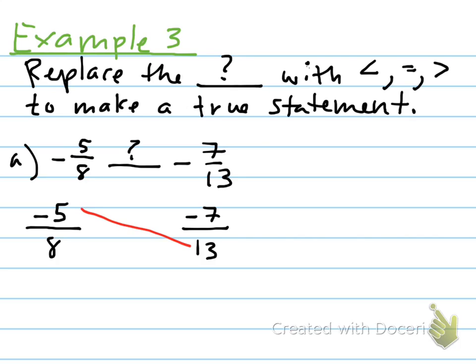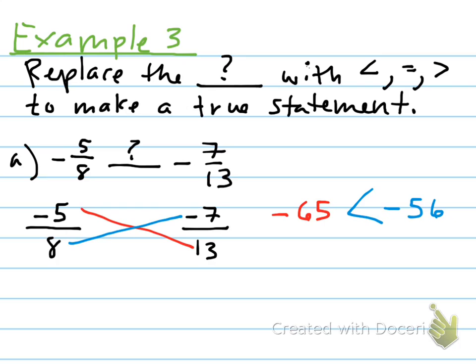So I'm going to go here, and -5 times 13 is -65. And then I'll have to pick a different color for the other one. 8 times -7 is -56. And that means that, oh, this is tricky because they're negative numbers. It means that -56 is actually larger than -65. It's closer to 0. It means it's a bigger number.